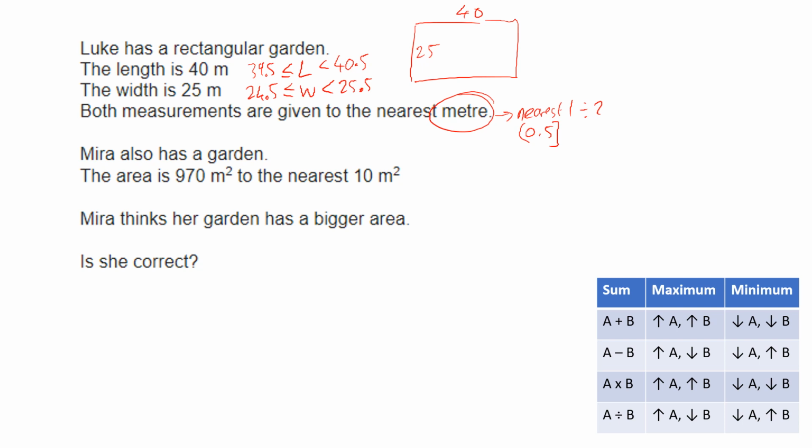We've also got a different garden which has an area which has been rounded. We're going to come back to that in a second. Mira thinks she's got a bigger garden than Luke, so what we need to do is find the bounds of the areas of both gardens.